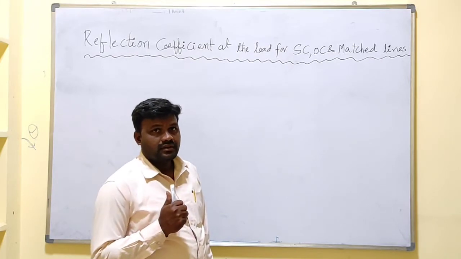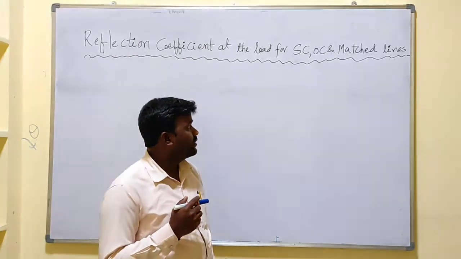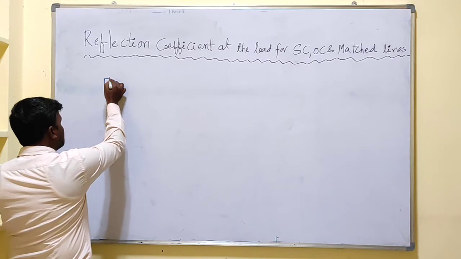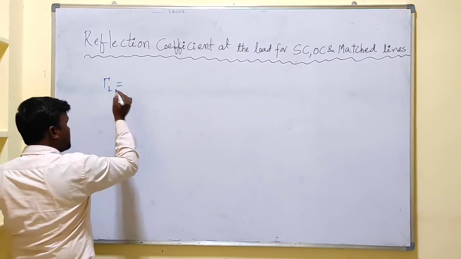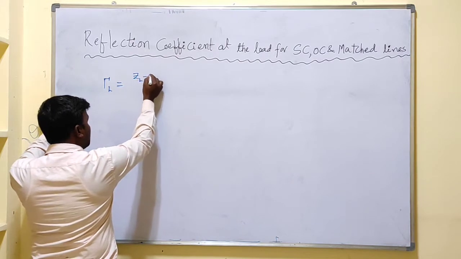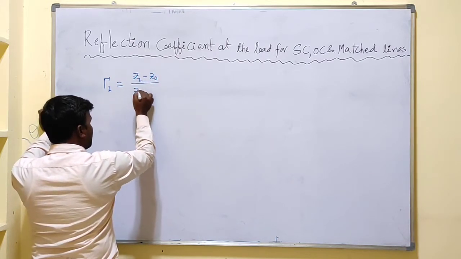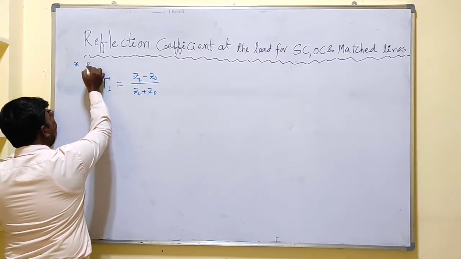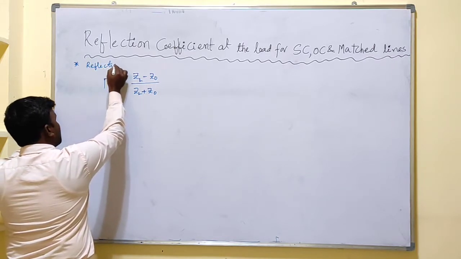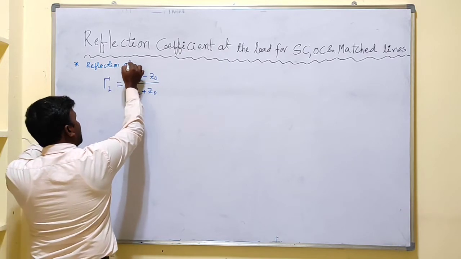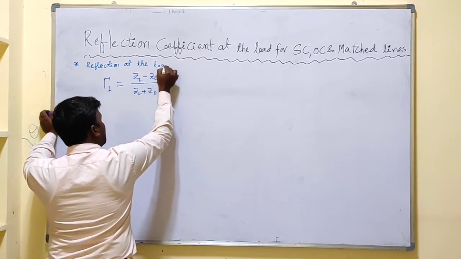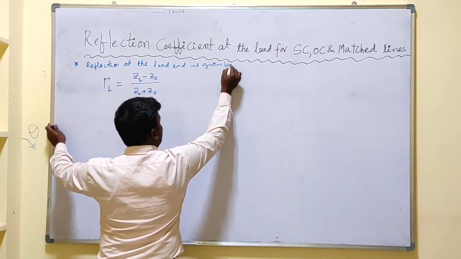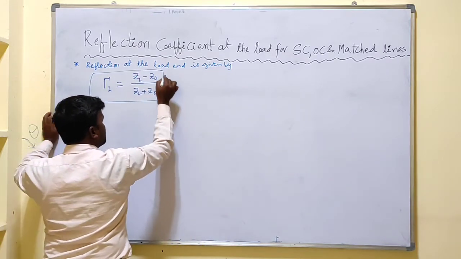In the last topic, the reflection coefficient, we derived the reflection coefficient at the load, gamma L. The reflection coefficient at the load end is given by gamma L equal to ZL minus Z0 by ZL plus Z0.